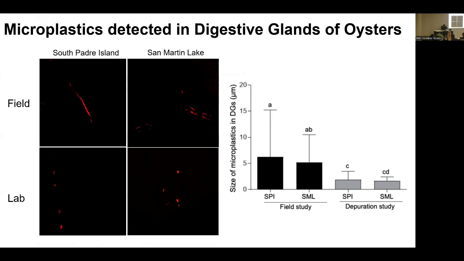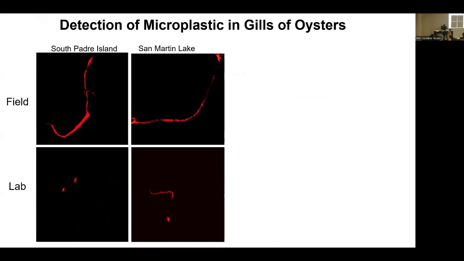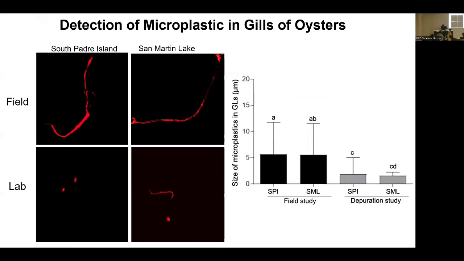So this is the digestive glands, and then these are the gills. I will say the gills had more microfibers as opposed to microplastics. Again, all microplastics, but these were more fibers, and these had a greater significance in size. These were significantly smaller in the lab as opposed to the field, which would make sense.